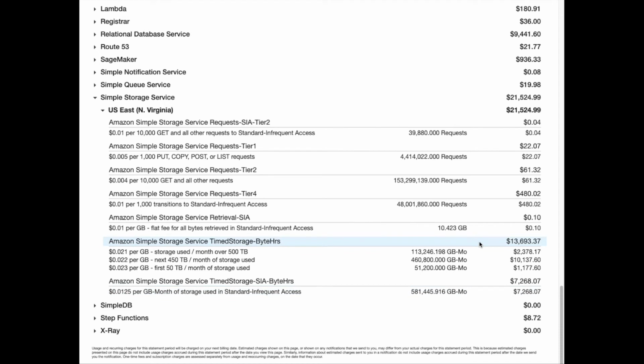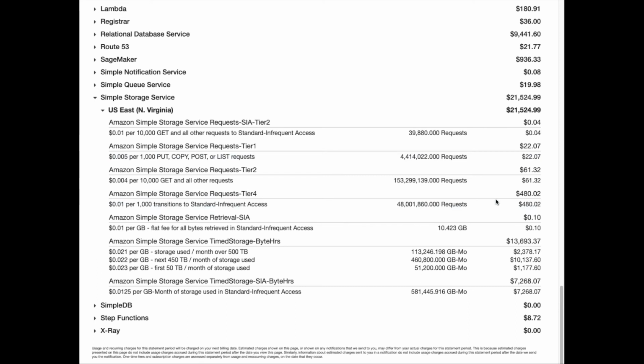The catch there brings us up to the top portion of this bill, is you do pay for pulling it back out of infrequent access. Now, it's not a huge cost. You can see that most of it here was pretty inexpensive, but you just do want to be aware that that cost does exist.